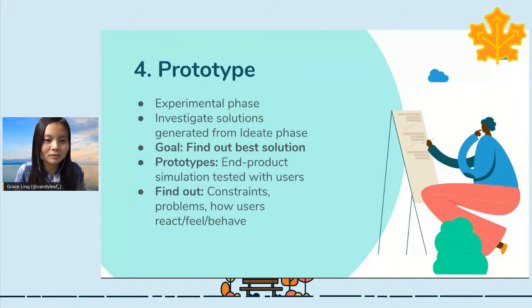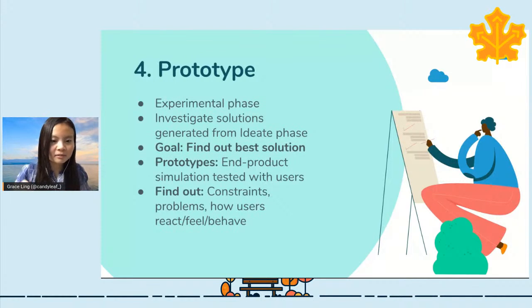And the goal is to find the best solution, and also to find out constraints, problems, and how users reflect, feel, and behave. These are seen in both qualitative and quantitative metrics. So that's when you want to involve metrics again, let's say task completion rate and how satisfied they are, and really test it out and validate your designs. And it will also drive iterations and seeing how it would go again.